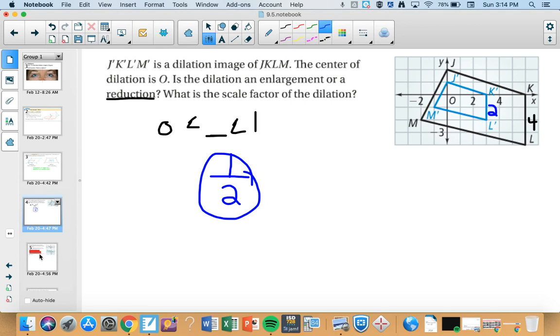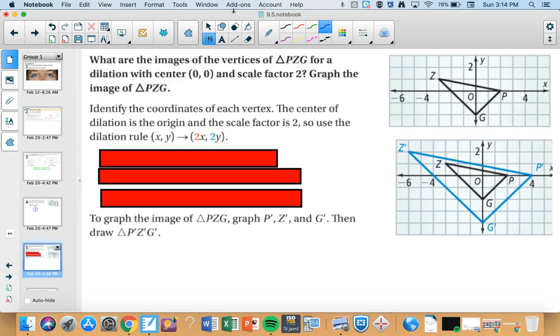So next one here, it says, what are the images of vertices PZG for a dilation with a center of 0, 0 and a scale factor of 2? So, right, what it means to have a scale factor of 2 is we're multiplying all of our sides by 2.